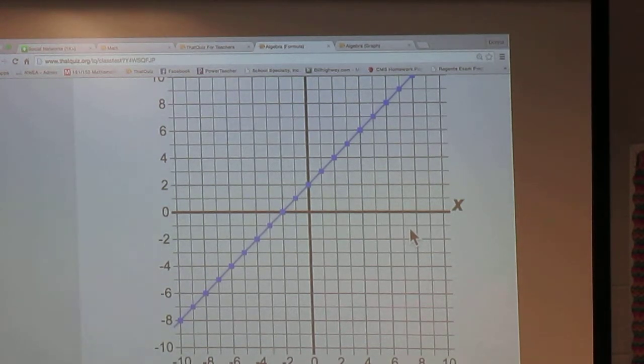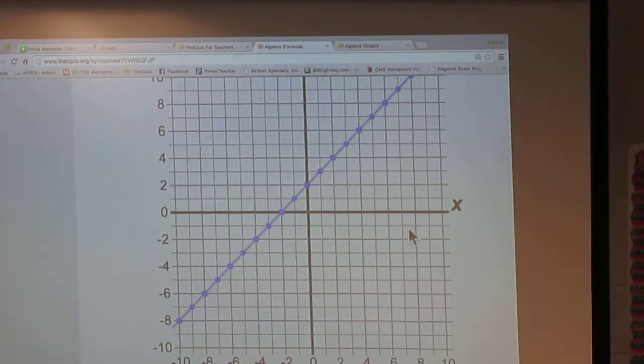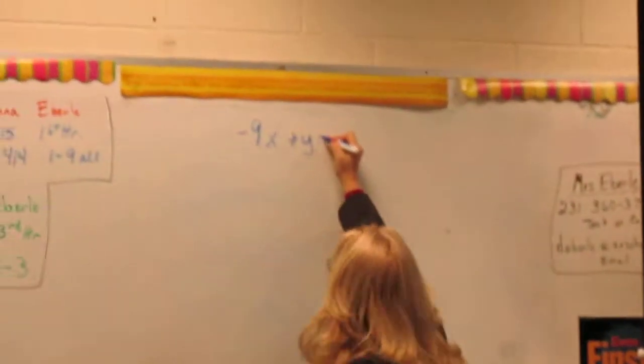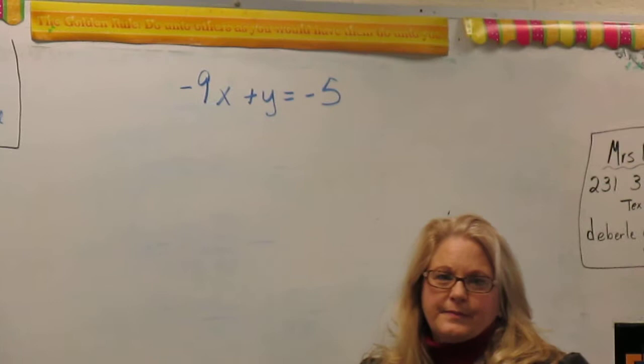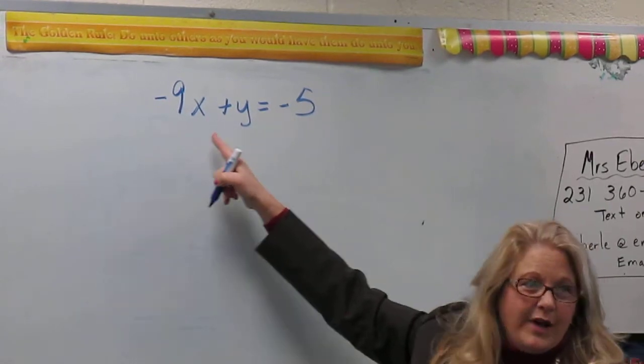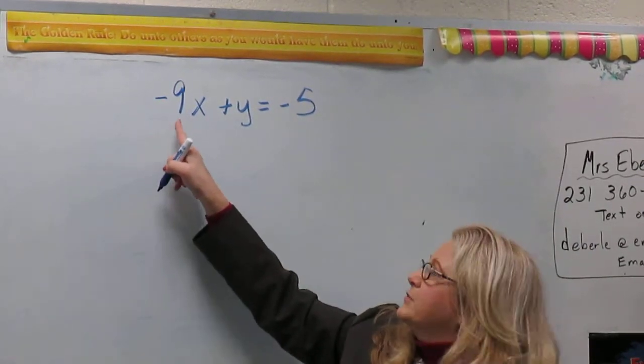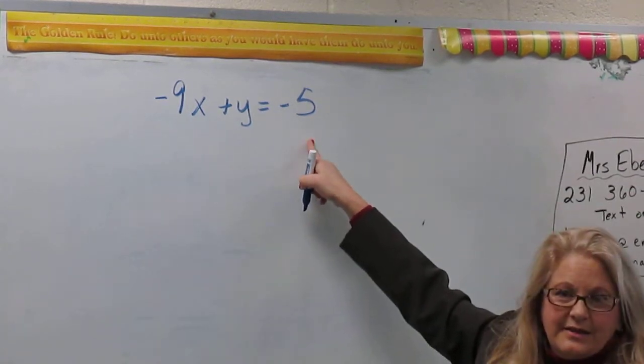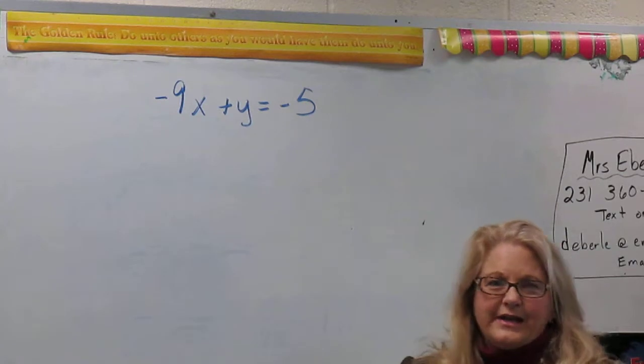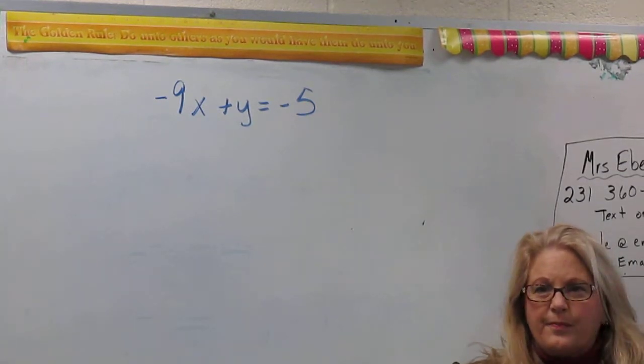Okay, one more I want to try together. We are really good when it's given to us in slope-intercept form, but sometimes it's not. So on your journal, write down negative 9x plus y equals negative 5. Now the first job that we have is we have to change this into y equals mx plus b formula, right? Our y is here, so that's a good thing, but what else is here? So we want to move negative 9x to this side. What can you do with the negative 9x to cancel it out?